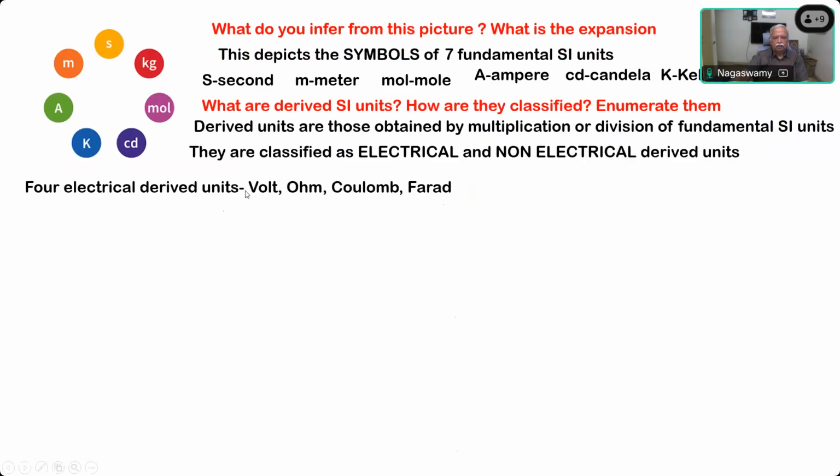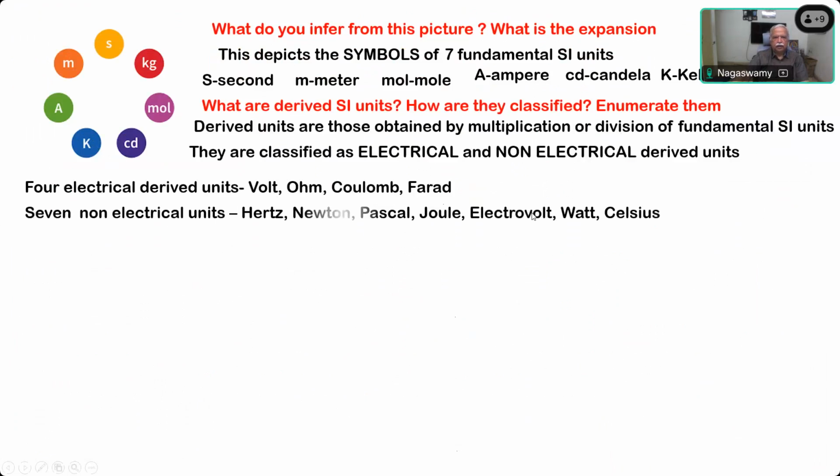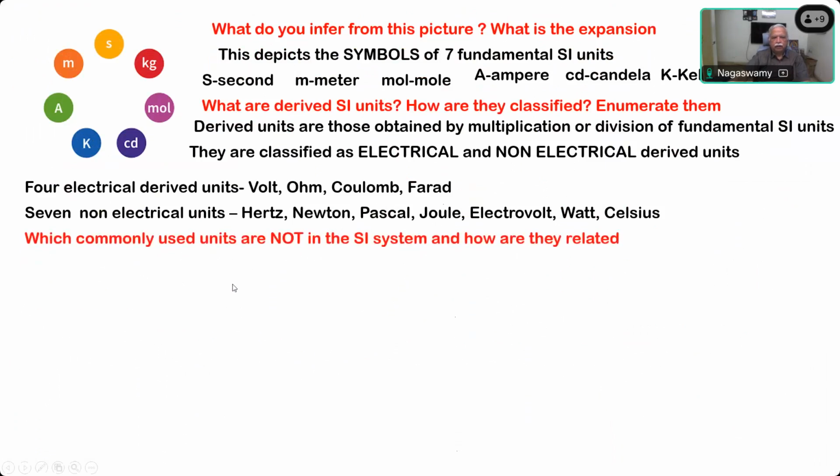The 4 electrical derived units are volt, ohm, coulomb, and farad. Okay, they are the 4 electrical derived SI units. The 7 non-electrical SI units are Hertz, Newton, Pascal, Joule, electron volt, watt, and Celsius. They are all non-electrical derived units. Which commonly used units are not in the SI system and how are they related?